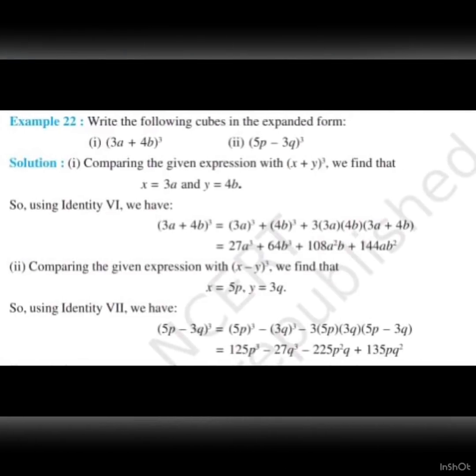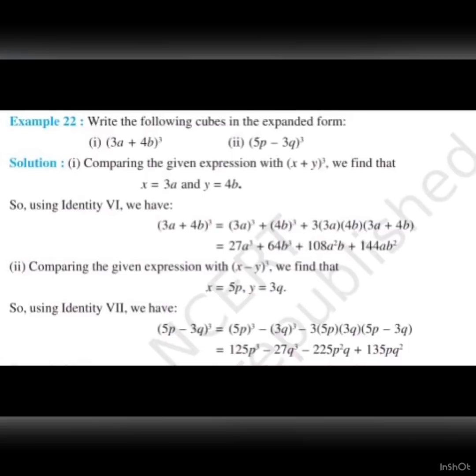Now look at example number 22 from NCERT. Write the following cubes in expanded form. So the first expression is 3a plus 4b whole cube. Now, when we compare this with the identity x plus y whole cube is equal to x cube plus y cube plus 3xy into x plus y, here the value of x is 3a and the value of y is 4b. So replace x by 3a and y by 4b in the identity.